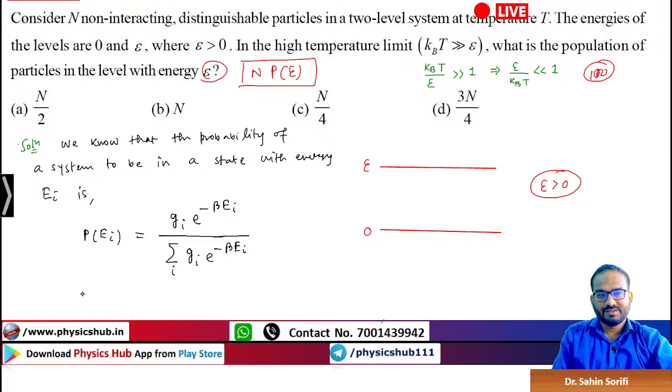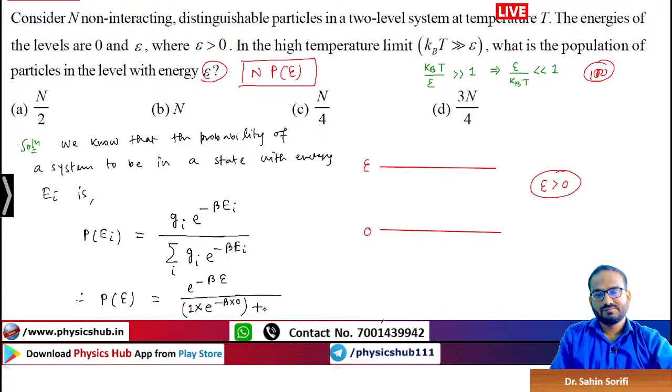So what will be the probability for the system to be in the state with energy epsilon? In place of E_i, you will just put epsilon. So g_i, it is non-degenerate, so g_i is 1. So e to the power minus beta epsilon divided by, here the sum is there, means we have to do the summation on both the states. Here g_i for the 0 energy is 1, non-degenerate, e to the power minus beta into 0. This is the first term.